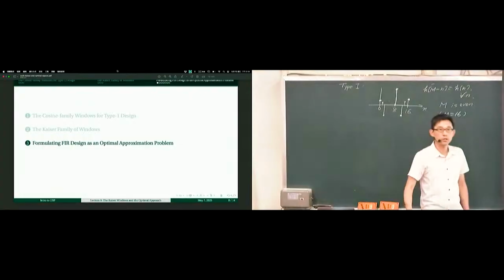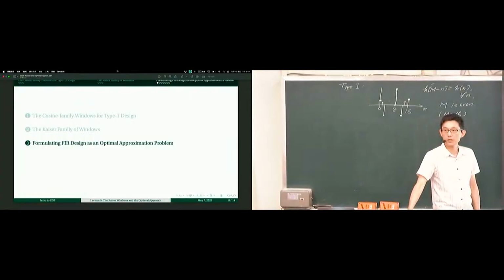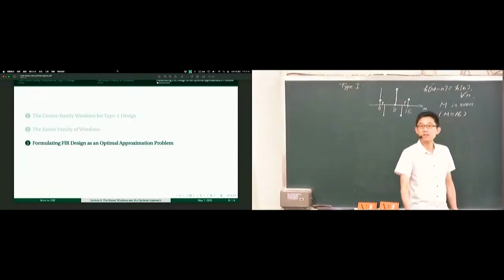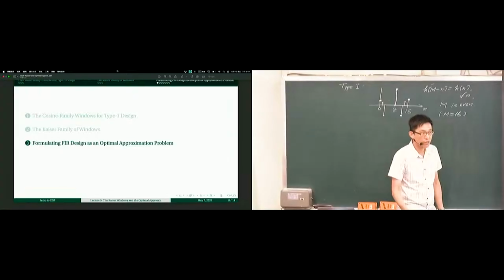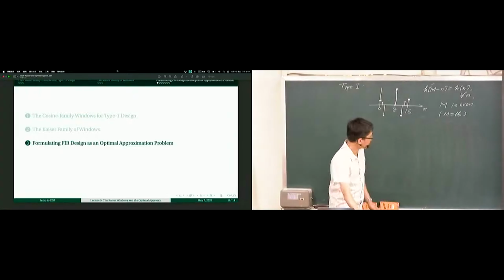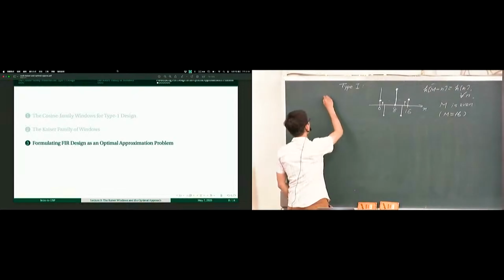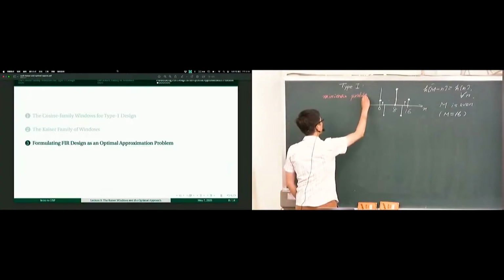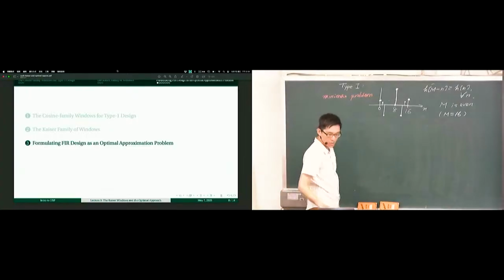In particular, we're going to minimize the maximum approximation error. It's a minimax problem. Let me repeat that: minimizing the maximum approximation error. That's the way we are going to handle it. I'm going to formulate the design problem as a minimax problem, and we'll see in a moment what that is.